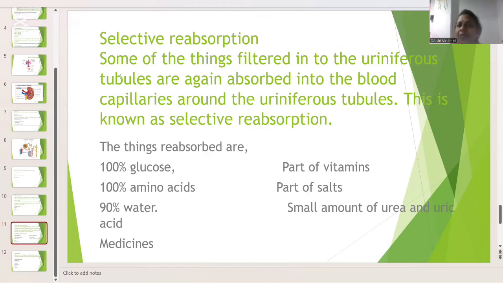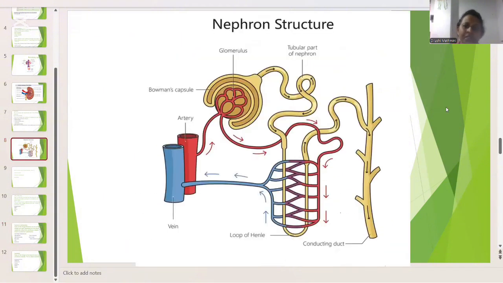Then we go on to talk about selective reabsorption. Some of the things filtered into the uriniferous tubules are again absorbed into the blood capillaries around the uriniferous tubules. So you can see there are blood capillaries around the uriniferous tubules. Some of the things in these tubules are again absorbed into the blood in these capillaries. That is selective reabsorption.